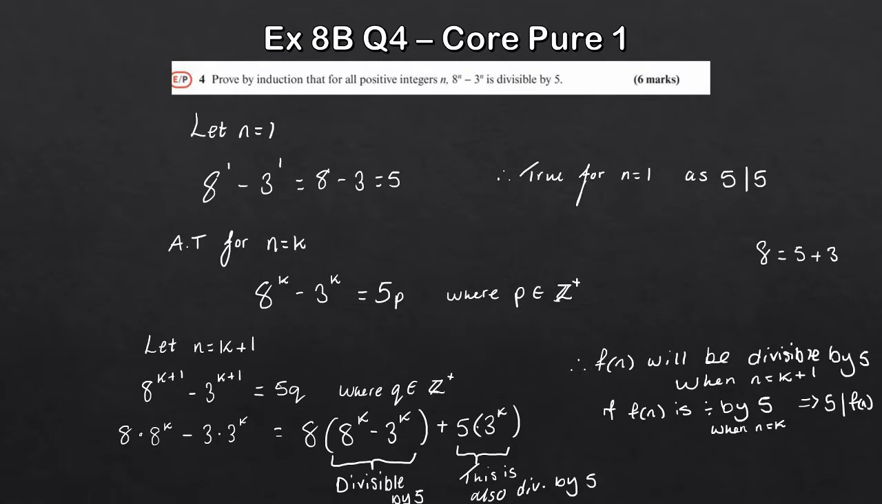And then basically, if f(n) is divisible by 5 when n equals 1, then f(n) is also divisible by 5, or 5 divides f(n). And at this stage, this shows that it's true for all n greater than or equal to 1, and then for all n that belong to the positive integers. I'm running out of room here at the bottom, but hopefully you can make that out. I might have to leave it in the description. And then that gives us the result: we've proven that 8 to the n minus 3 to the n is divisible by 5.